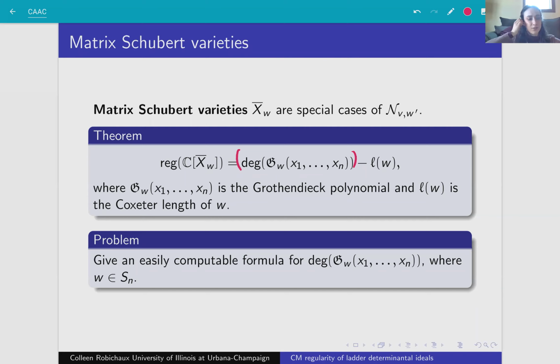They involve, again from Alan's talk, maybe these bumpless pipe dreams and things like that, where you want to maximize the number of pluses, for example. And that can be sort of hard to do on its face. So we were hoping to find a simpler formula for these degrees, to in turn get a nicer formula for the regularities of these matrix Schubert varieties.